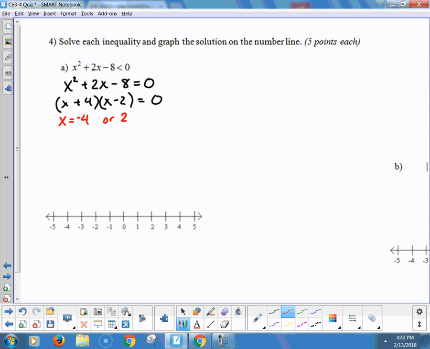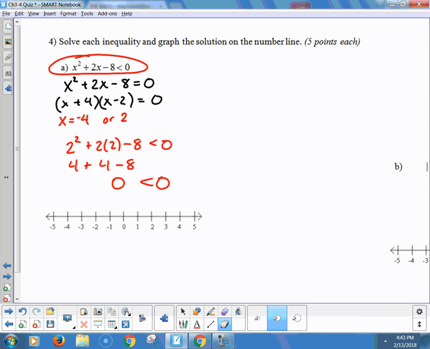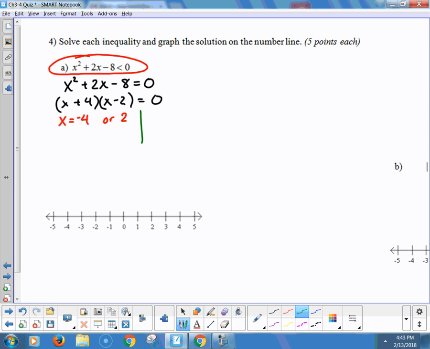Now, red alert, if you plug in either of these values into this inequality, it will not make it true. If I plug 2 in there, I get 2 squared plus 2 times 2 minus 8. Is that less than 0? Well, this is 4 plus 4 minus 8, that's 0. Is that less than 0? No, it doesn't make it work. Should make sense it doesn't make it work, because we just got done solving an equality, not an inequality. So all I know is that something is changing at negative 4 and something is changing at 2.